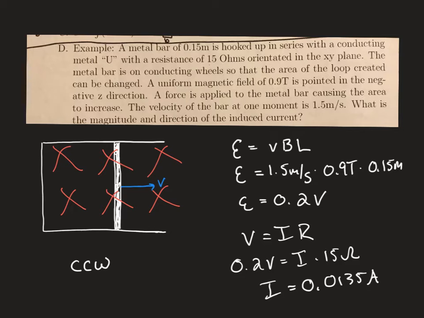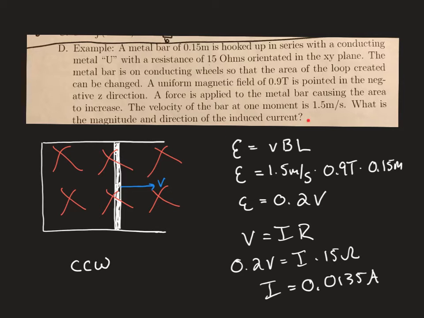The metal bar is on wheels so that we can pull it, so we're going to pull it to the right with a velocity of 1.5 meters per second. And we have this uniform magnetic field of 0.9 teslas going into the page. So the first thing we're going to want to know is the magnitude of the induced current.